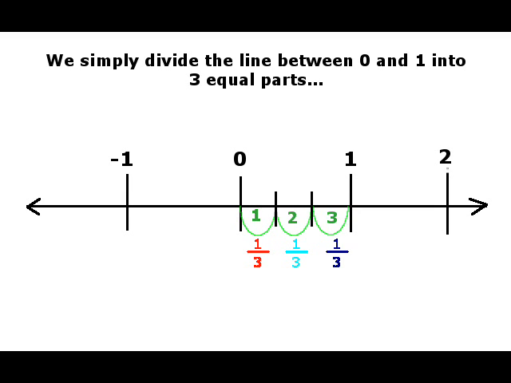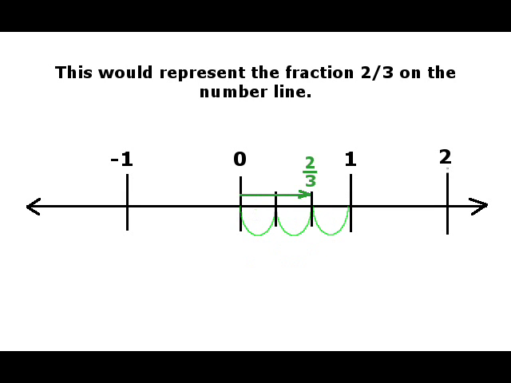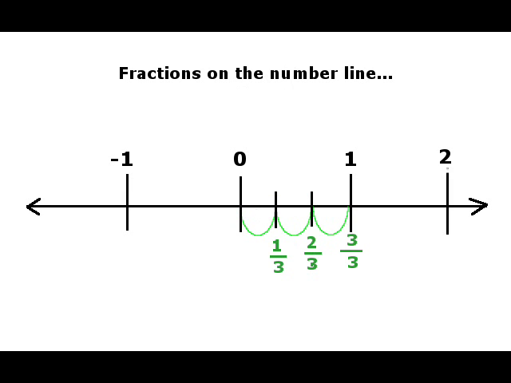Therefore, each small segment that we have cut between 0 and 1 represents the fraction 1/3. Just like we had with circles and squares, the second cut would represent the fraction 2/3 because it includes 2 divisions out of 3. The next division is 3/3, and this is also the same as the number 1 on the number line. This makes sense.